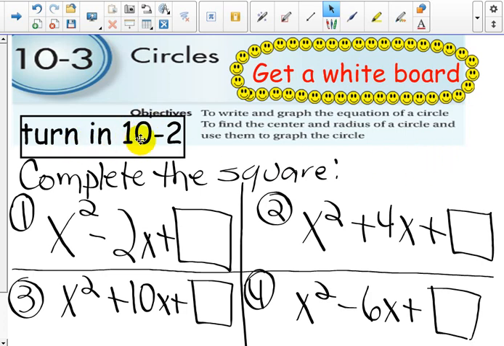Make sure I took this up before we left, but 10-1 and 10-2 is way overdue. So if you still have that, put that in the purple box now.